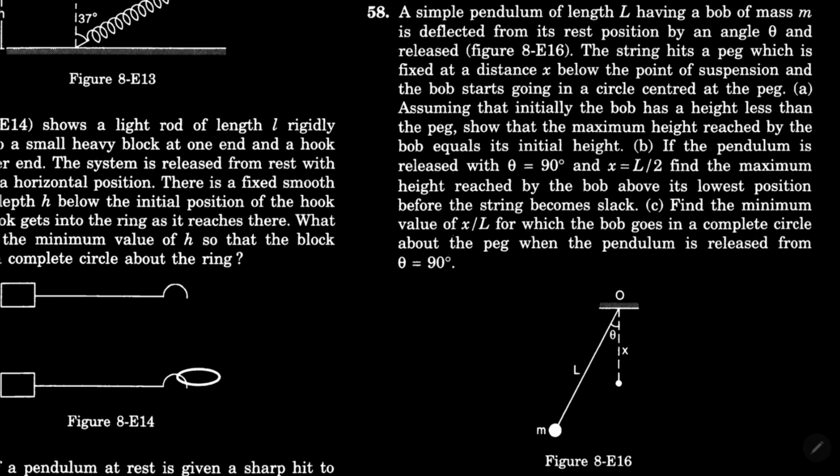Question 58 is given to us with the figure. There is a simple pendulum. We need to assume that initially the bob has height less than the peg. We need to show that maximum height reached by the bob equals its initial height. And if the pendulum is released with theta equal to 90 degrees, we need to find the maximum height reached by the bob above its lowest position. And we also need to find the minimum value of x by L, for which the bob goes in a complete circle.